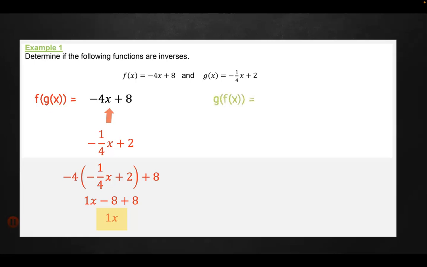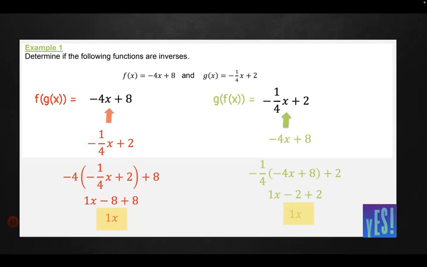So let's do the other way around. So g of f of x. So the inside function is going to go into the g function, which is -1/4 x plus 2. So in x, I'm going to put in my f function, right? Put that expression in parentheses here. Distribute, and then simplify. So I'm also going to get 1x, or x. So because both of the compositions are equal to x, these two functions are inverses of each other.